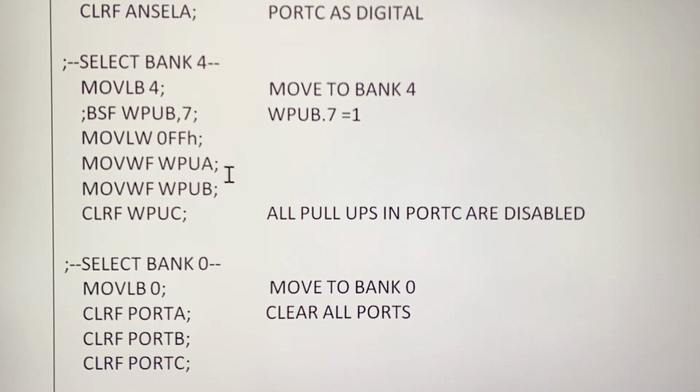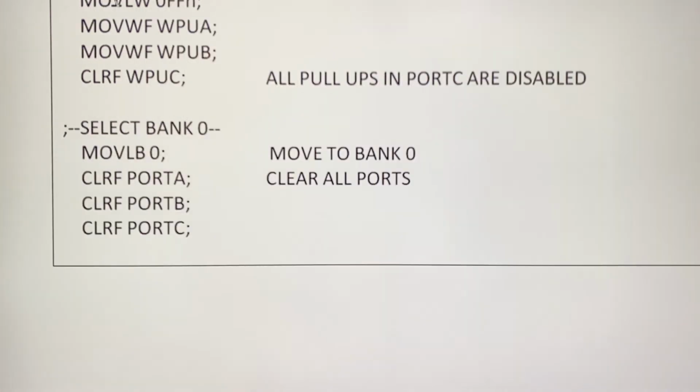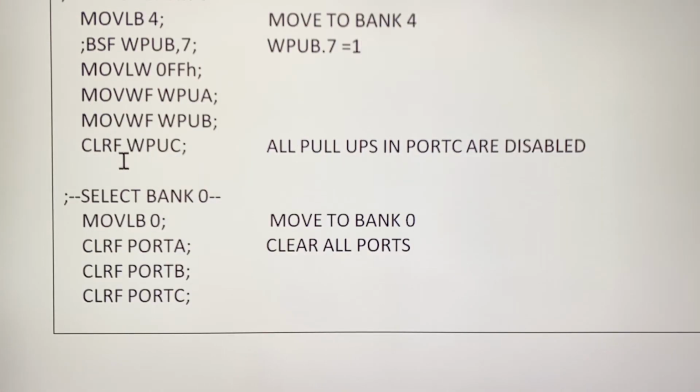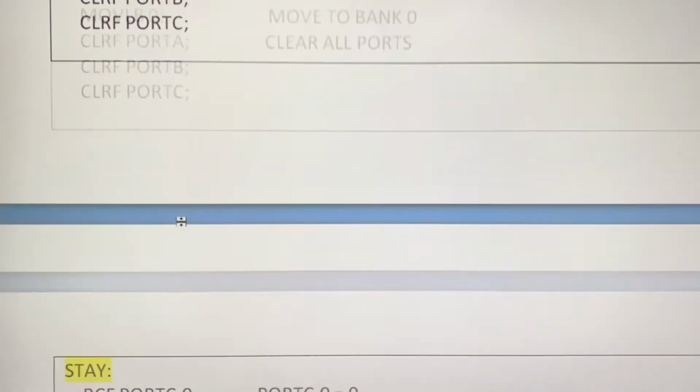That way all pull-ups in ports A and B will be enabled, but in port C they will be disabled because port C is an output. When you have outputs, you don't need pull-up resistors. Okay, now we select bank 0, and with bank 0 selected right here, we clear all ports, clear file port A, port B, port C, to make sure we don't have any data there.